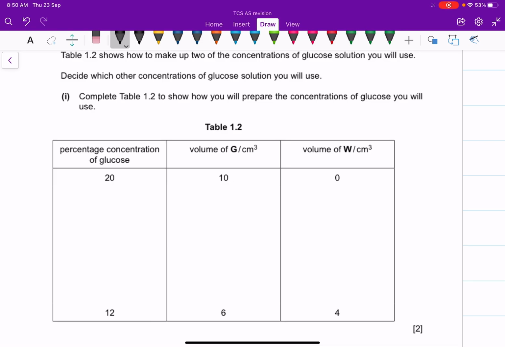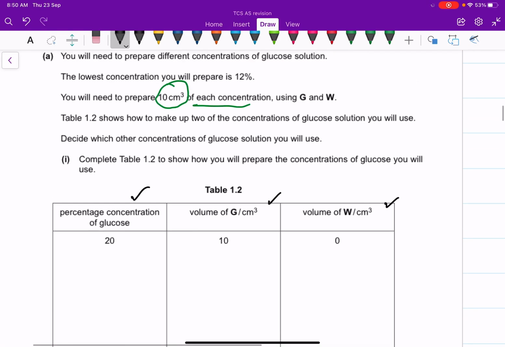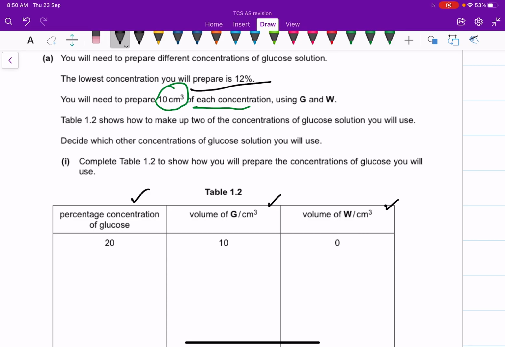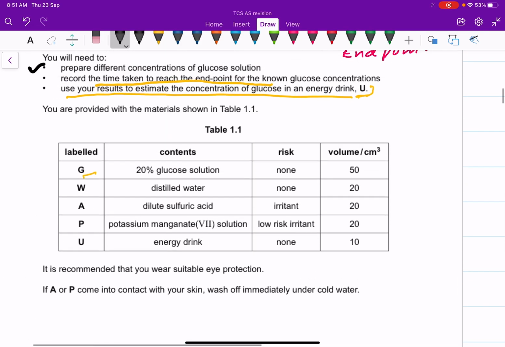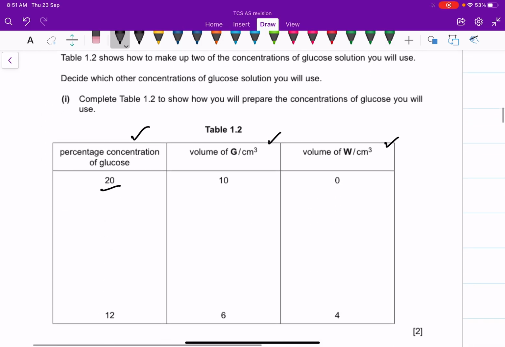In the first column you have the percentage of glucose, in the second column you have the volume of G, and in the third column you have the volume of W that has to be added into it. The total volume to be prepared is given in this question here. This is the total volume that you have to make, and this is V2. The percentage of glucose concentration is given in the materials provided. This G has a 20% glucose concentration. So using this 20% glucose concentration, you have to prepare other concentrations.